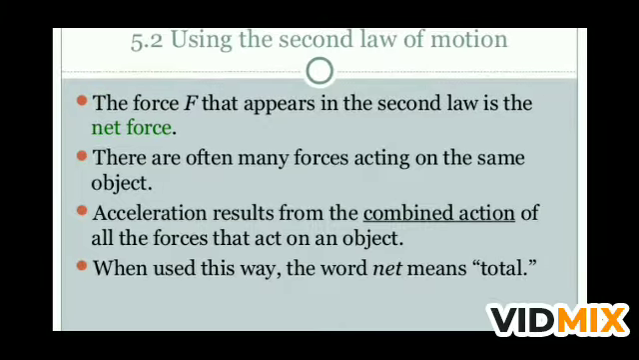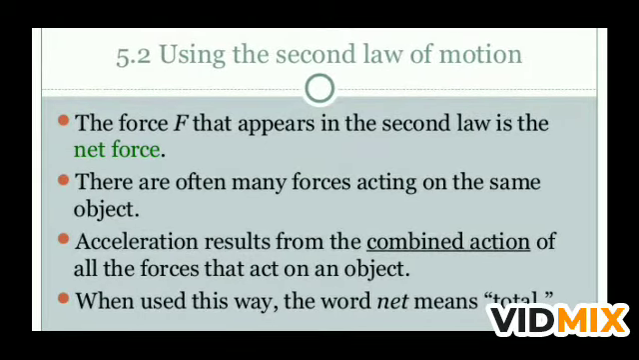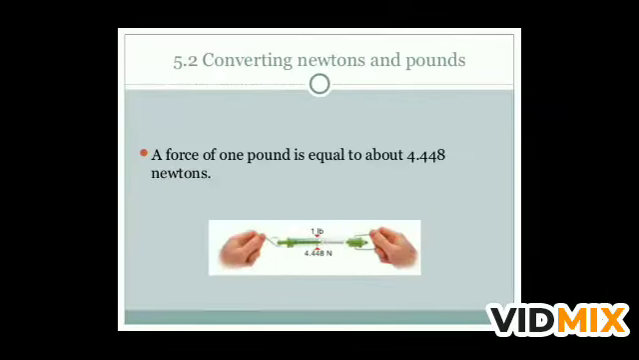Now using the second law of motion, the force F that appears in the second law is the net force. There are often many forces acting on the same object, and acceleration results from the combined action of all the forces that act on the object, and when used this way, the word net means total. Whenever we calculate the net force, we have to calculate the total force acting on that body. How we calculate that net force, we will understand in this section.